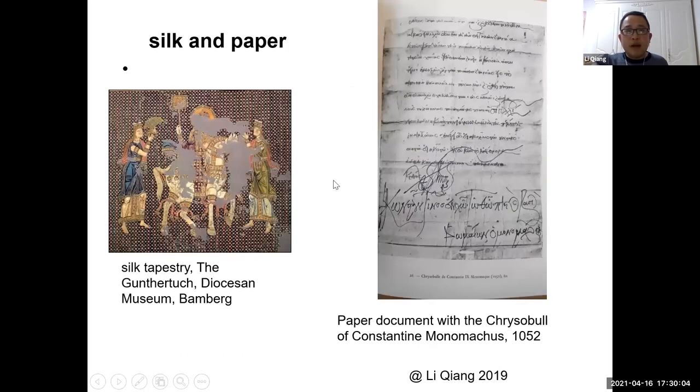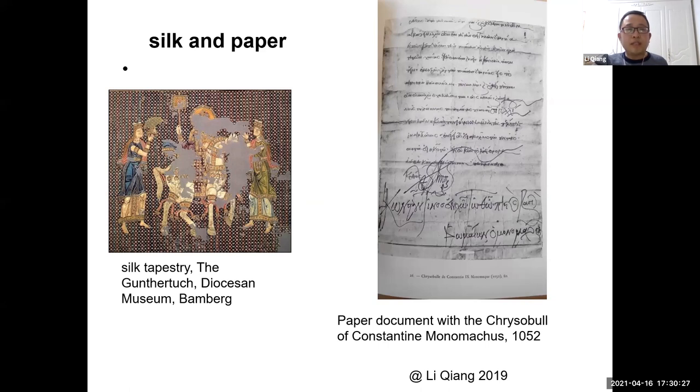And the second part is about silk. As I mentioned previously in the sources, in the story of Procopius, two Indian monks, Persian monks, brought the silkworm to Byzantium. Since then, Byzantium had a silk industry.